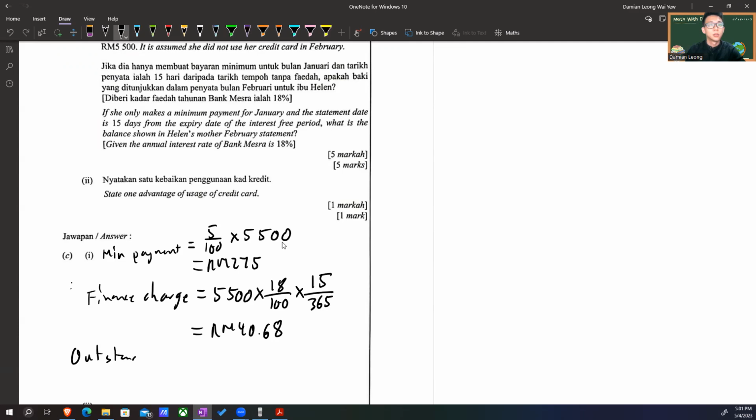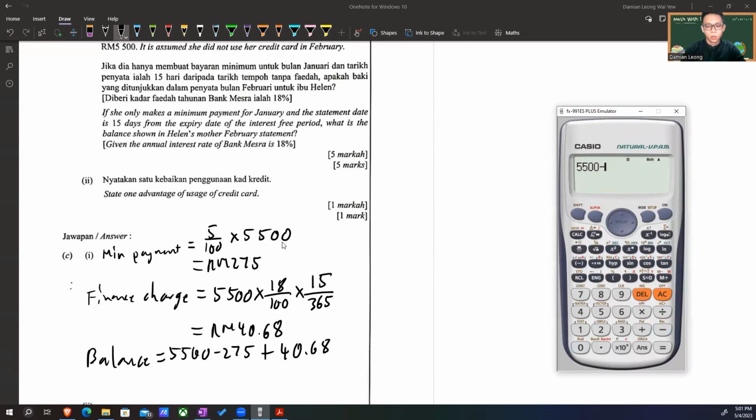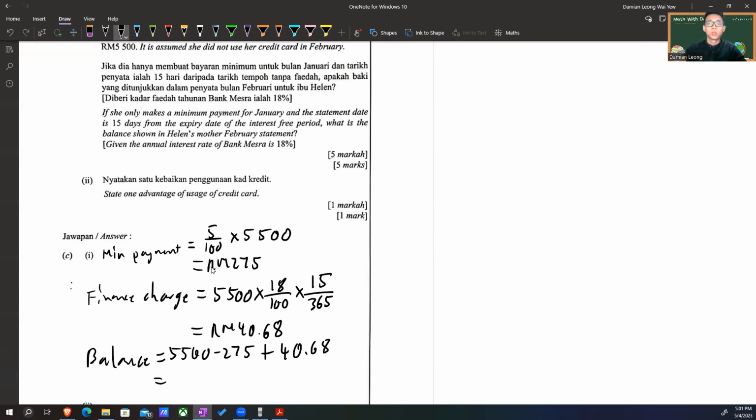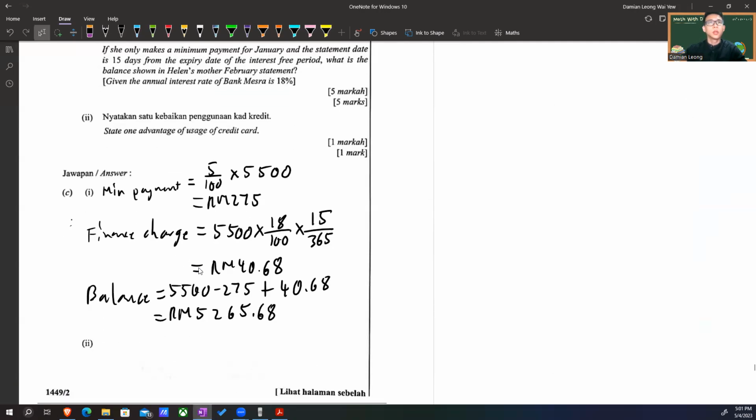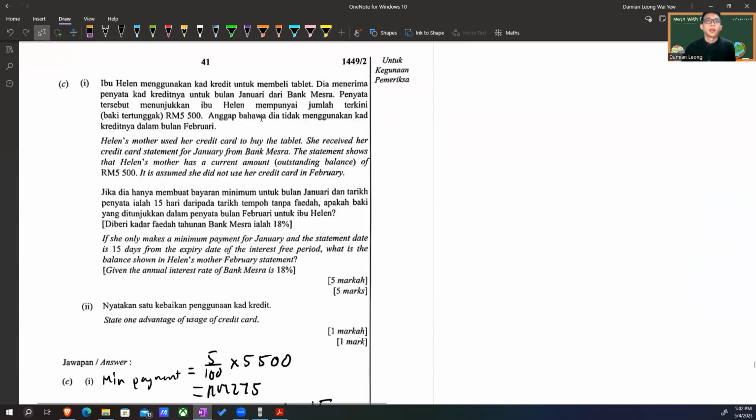Then the balance in February statement is 5,500 minus how much she paid, 275, plus back the finance charge. So that will be 5,265 ringgit 68 cents. So if you check marking scheme online, it is different from mine. Yeah, that one is wrong. Finance charge should be on the principal value. Sorry, should be on the statement value.